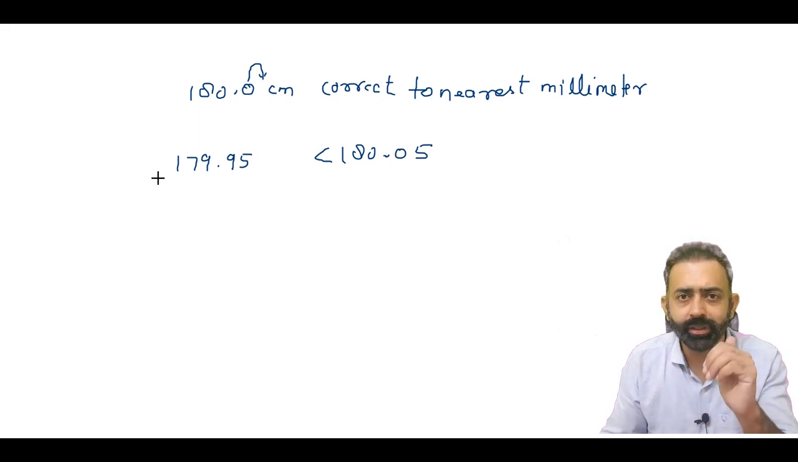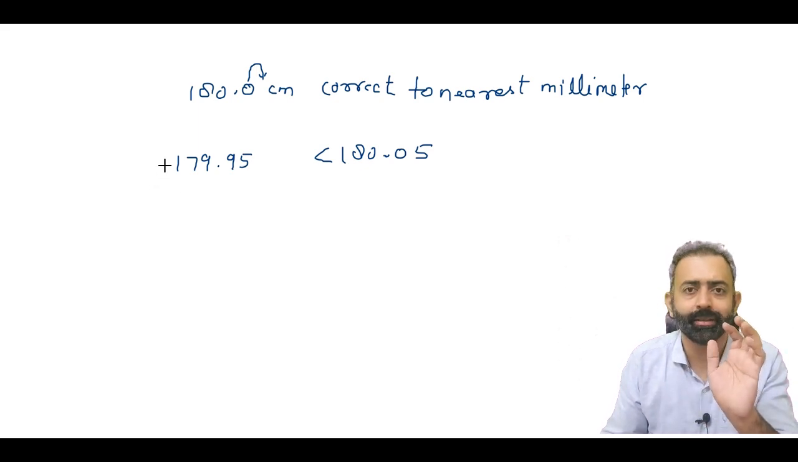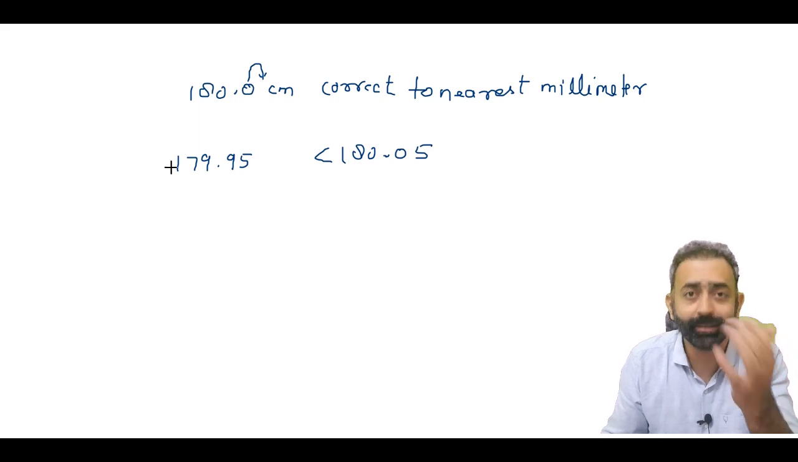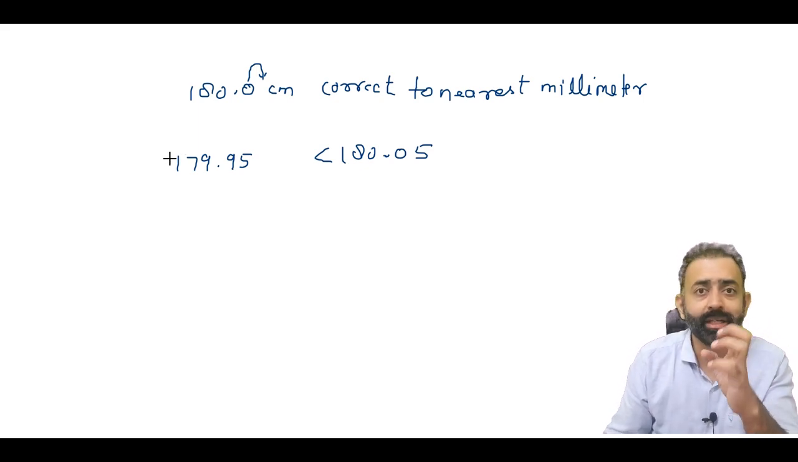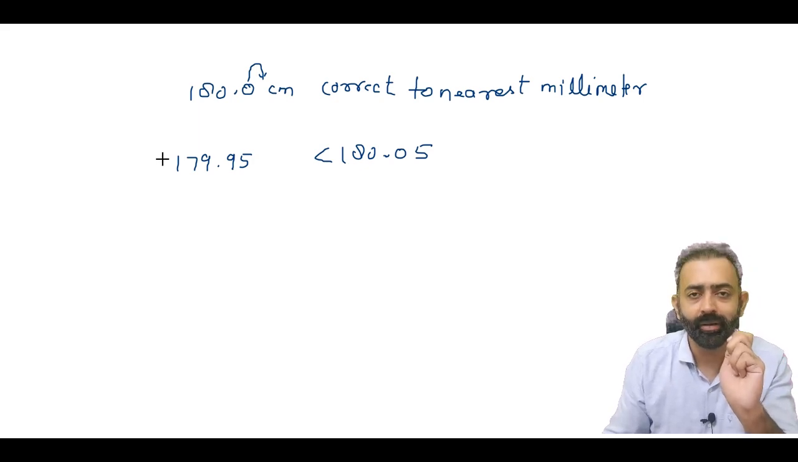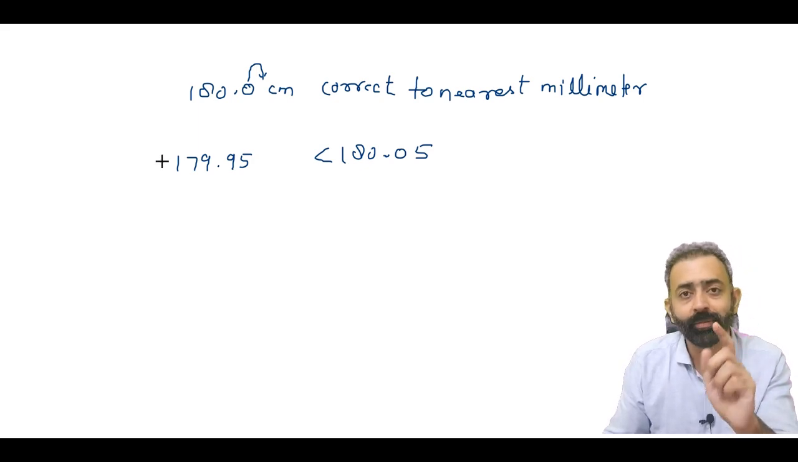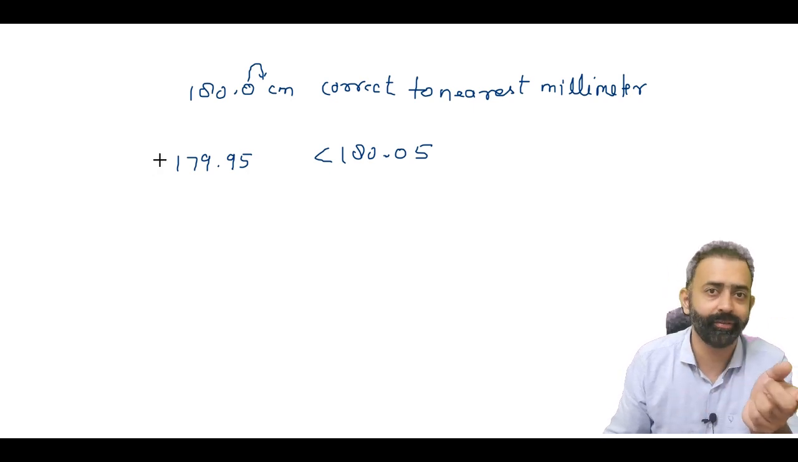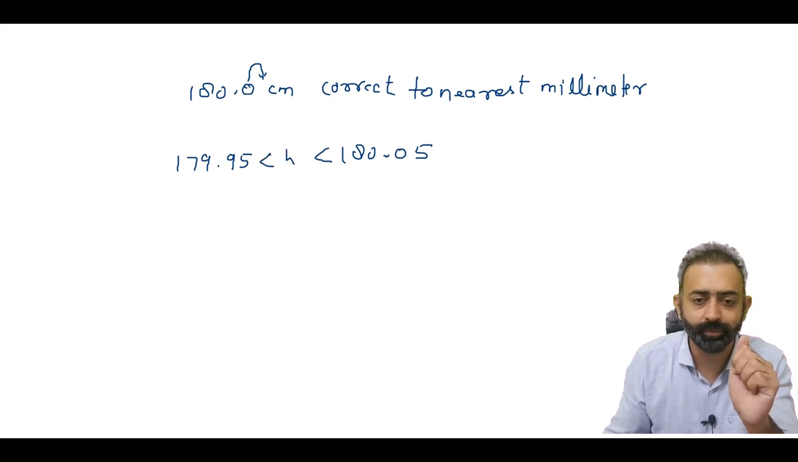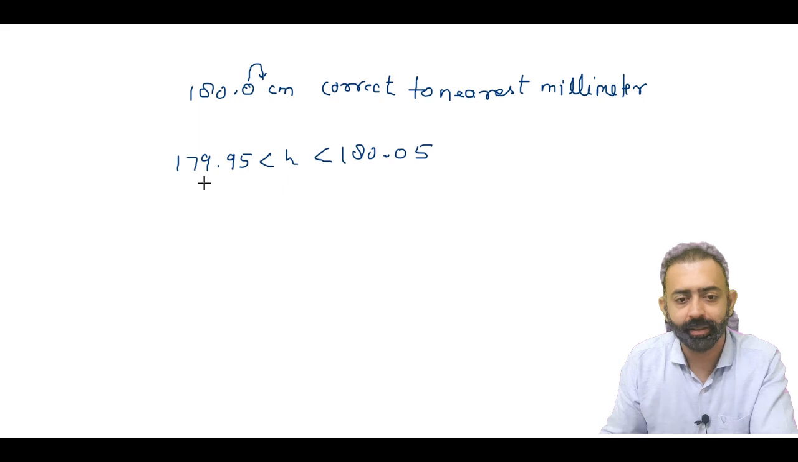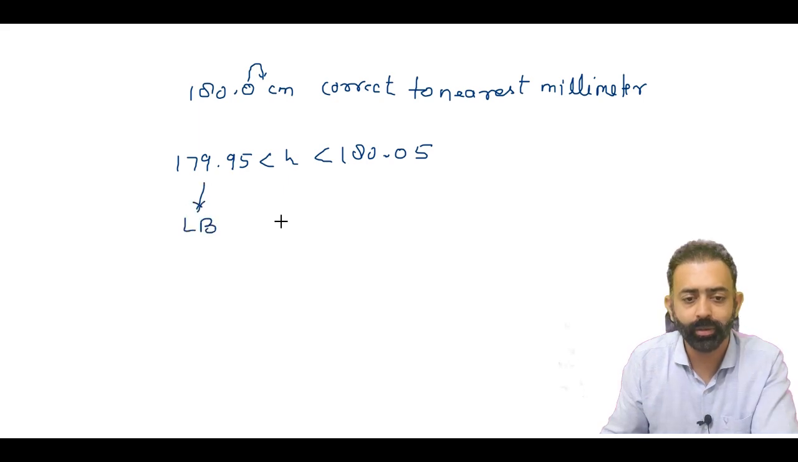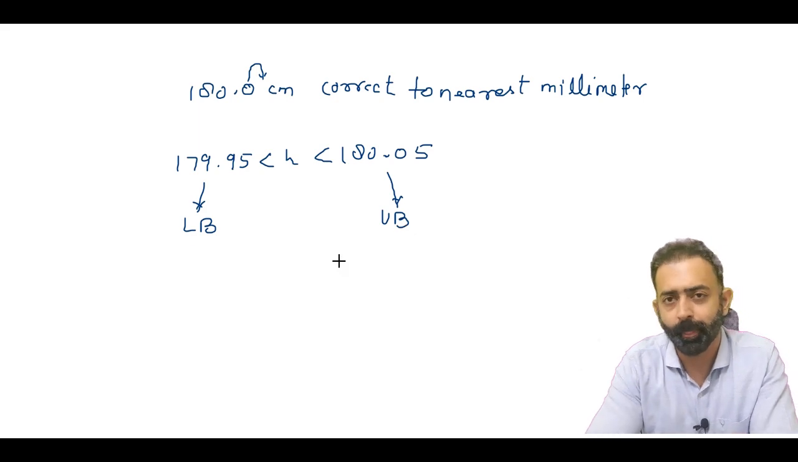because the values which are greater than 179.95, let us say it is 179.97, and it is correct to nearest millimeter. Nearest millimeter is 1 dp. So 0.97 will be rounded to just 1, and that 1 will be added to 179. So this will be the height. In this case, this will act as the lower bound, and this will act as the upper bound.